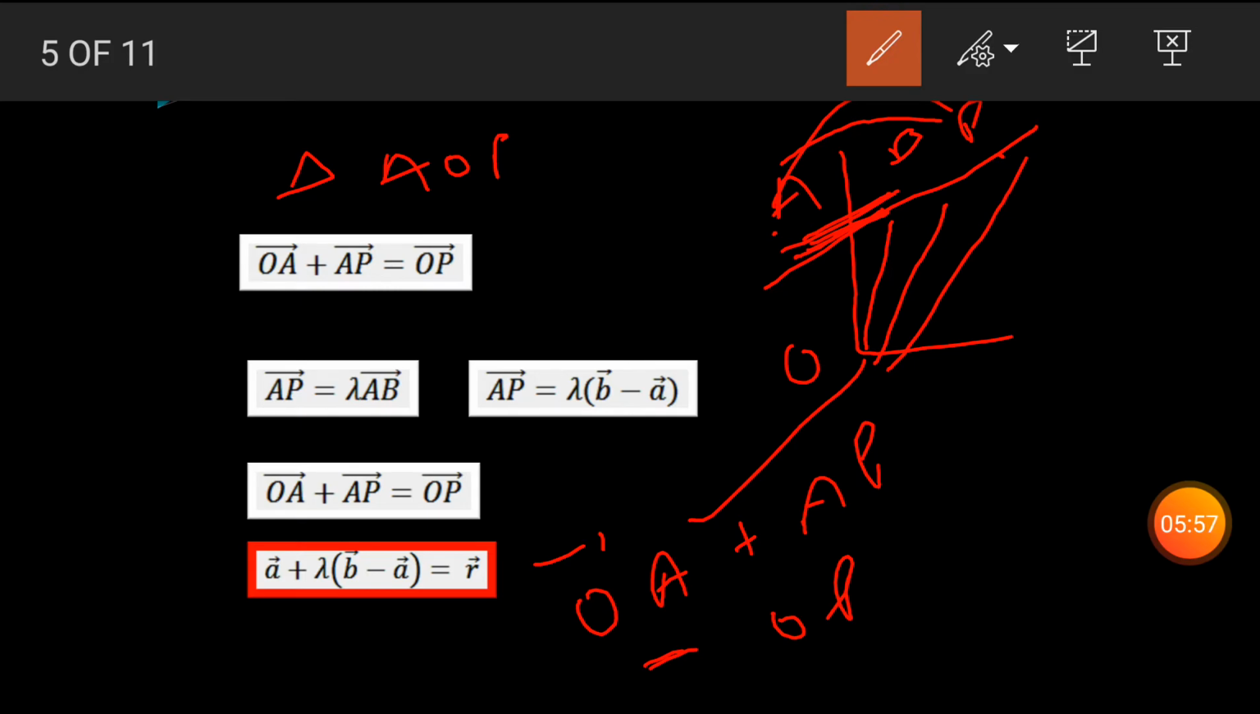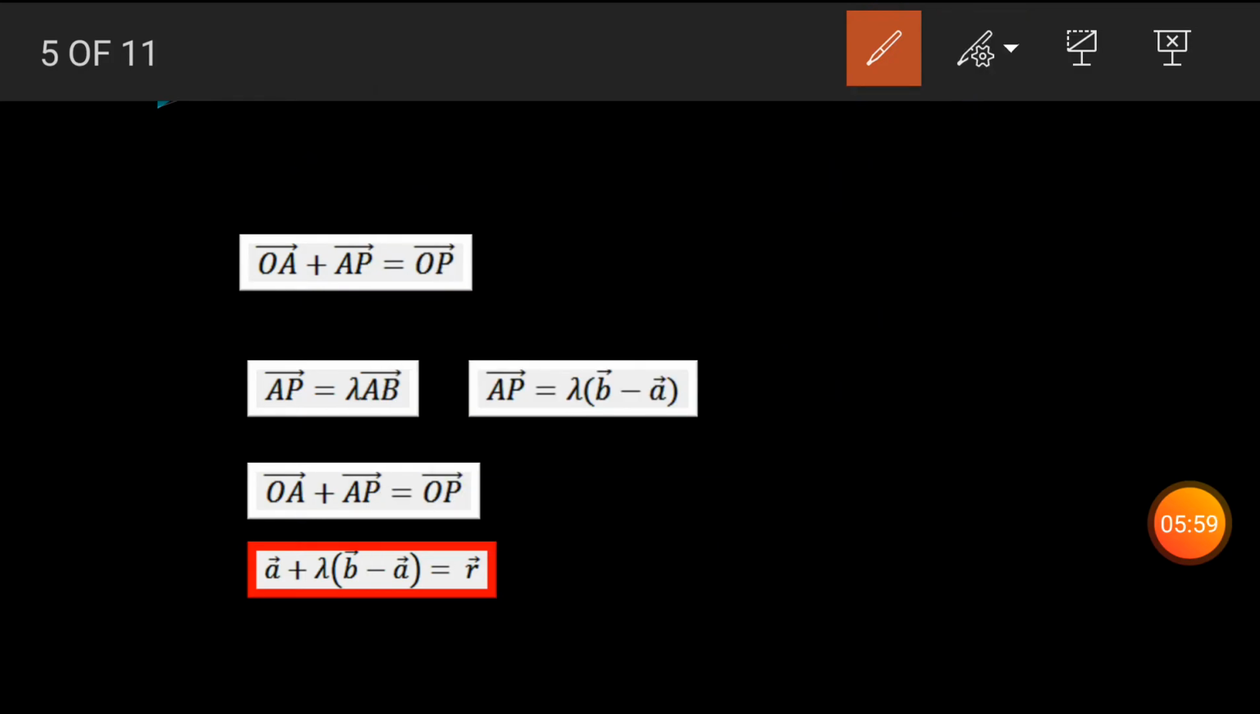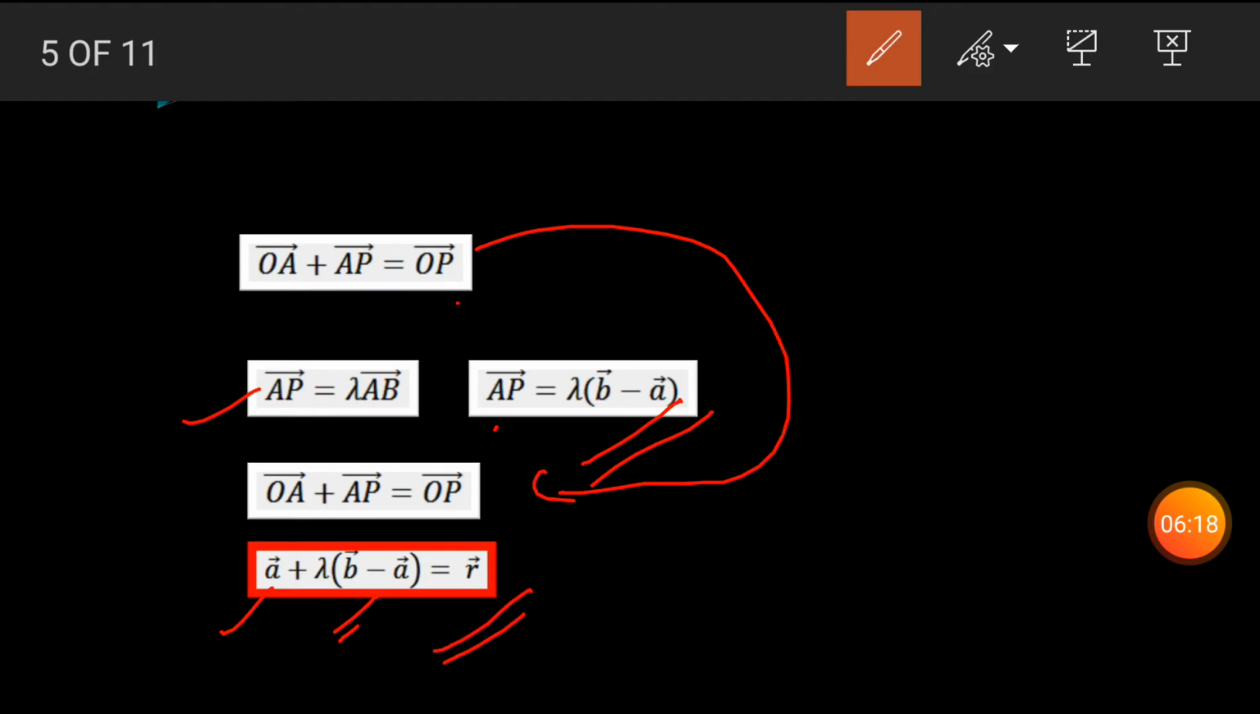So we are going to use that concept. According to that concept, AP will become lambda times AB, and AB we have calculated as B minus A. So we are now going to put the value in this equation. OA is the A vector, AP we have already calculated as lambda times B minus A, and this is equivalent to OP, that is R. So this is the vector equation.